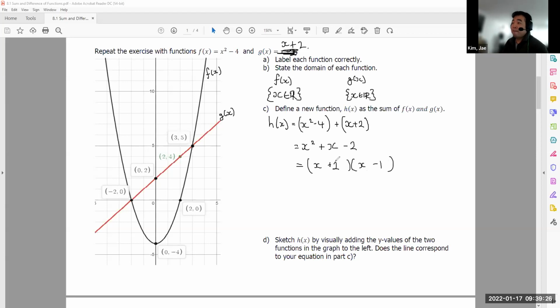It matches up. So in other words, if I were to add f of x and g of x, I should get a parabola, a quadratic, that has x-intercepts at negative 2 and positive 1. Let's test it out. Green. When the x value is negative 2, both y values are 0. So there it is. When x equals 0, I have 2 plus a negative 4, that's negative 2.